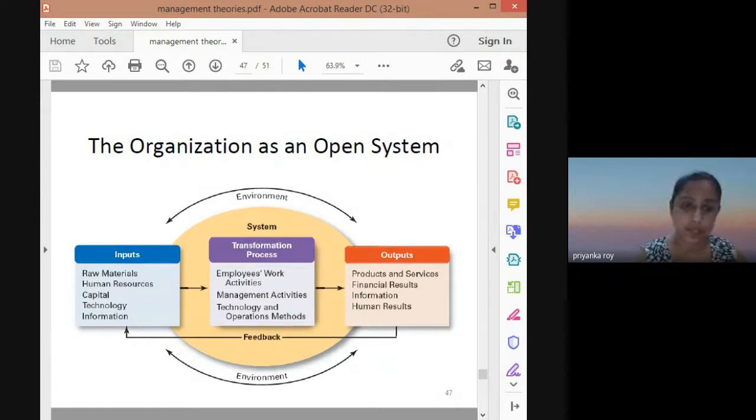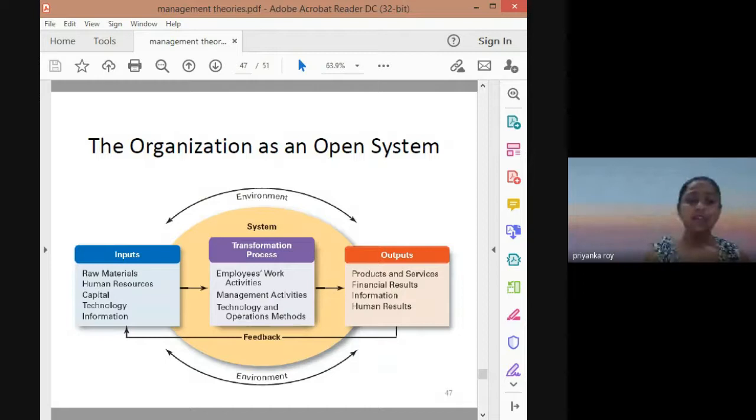The organization as an open system says that the input, that is the raw material, human resources, capital, technology, and information, will be transformed in a process where employees work actively, and managers manage the activities, technology, and operation methods. This will give out an output of a product and service, financial results, information generated, and human development. Then it is again given out in a way of feedback.